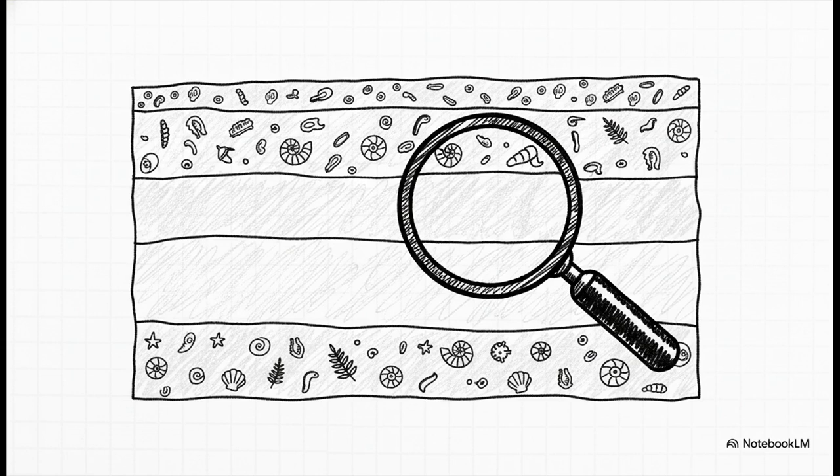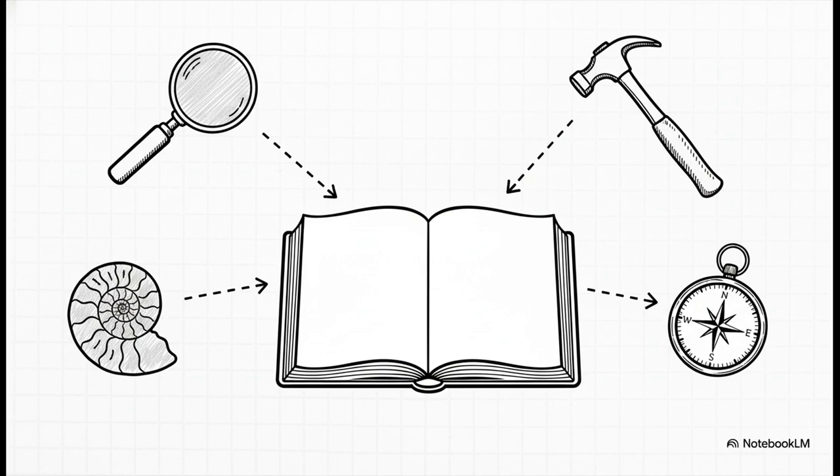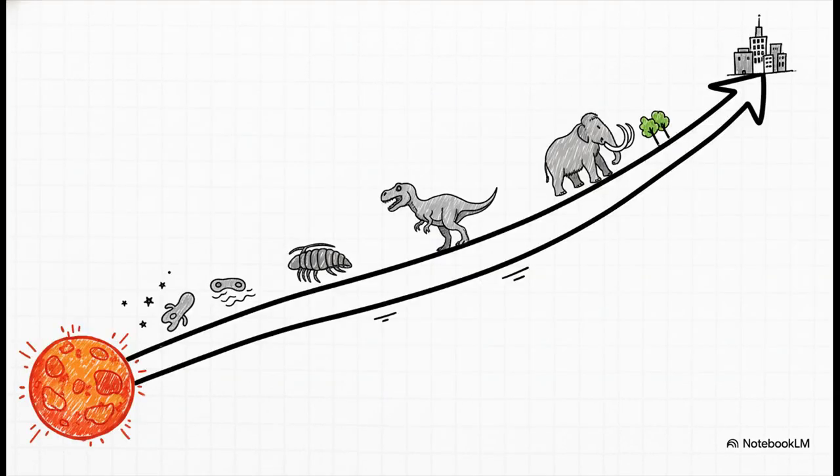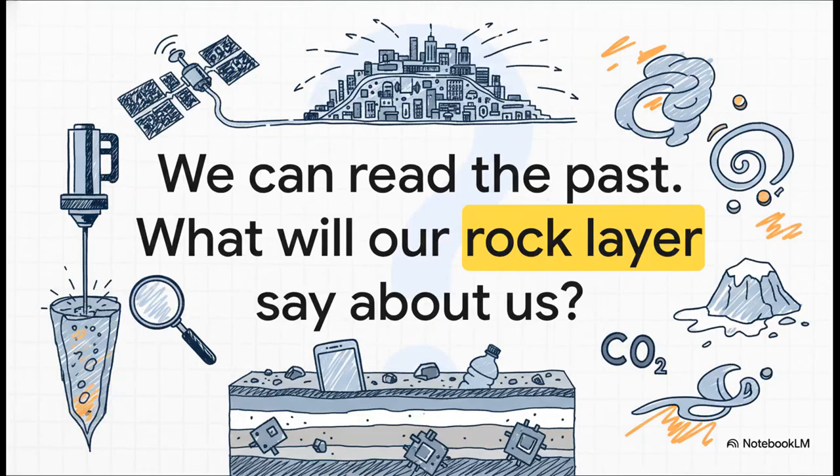Now that's a puzzle. All right, so how do we take all these pieces and actually build a cohesive timeline? It's a four-step process. Identify, order, date with fossils, and then match it to the global scale. And with that method, we can reconstruct the entire history of our planet. It's pretty amazing. So we can read the past pretty clearly, which makes you wonder, what will our rock layers say about us?